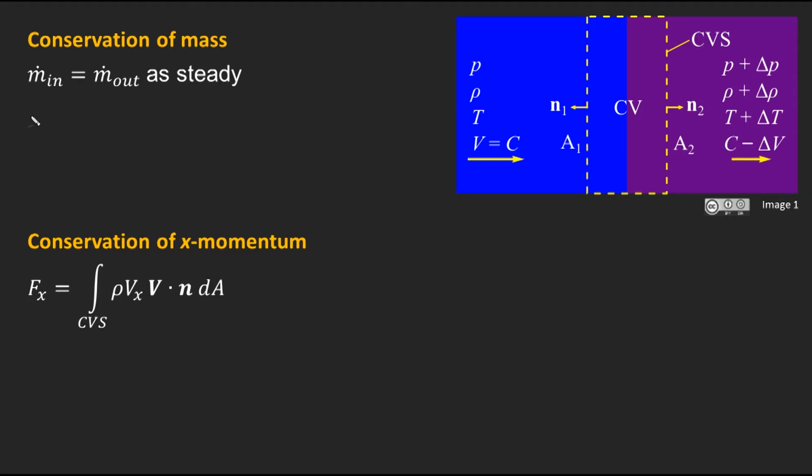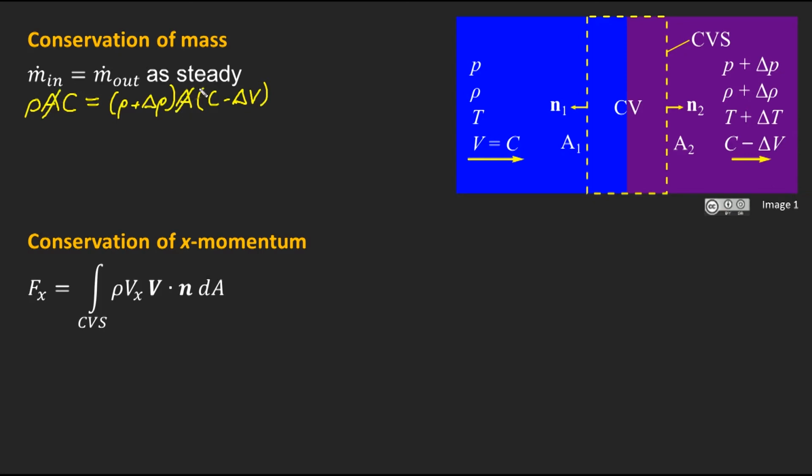The mass flow rate entering the control volume from the left is given by the density of the fluid ρ times the area of the surface A times the flow velocity, which in this case is c. This is equal to the mass flow rate exiting on the right, which is evaluated in exactly the same way, but the fluid density is now ρ plus delta ρ, the surface area is still A, and the fluid velocity is c minus delta v. Now, as A appears on both sides of the expression, we can cancel it.